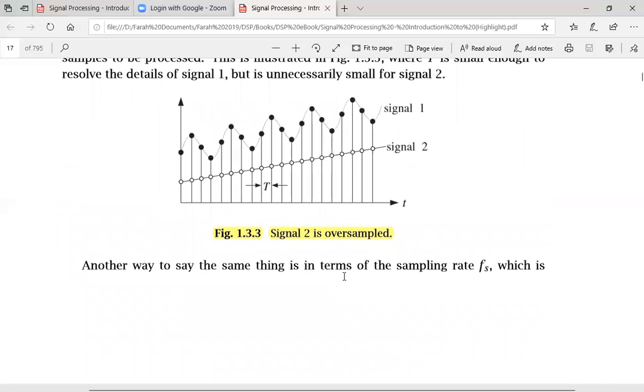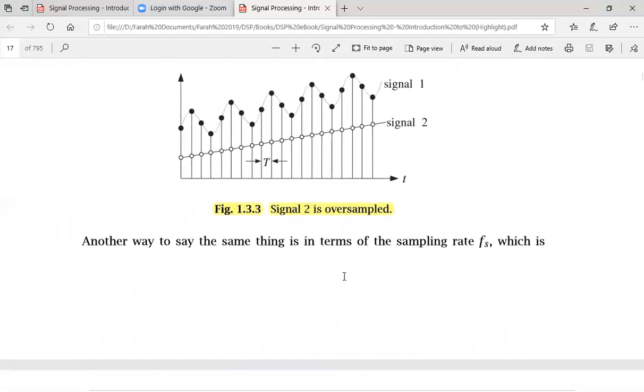One more thing here: if you have these two signals, signal 1 and signal 2, and both are being sampled, you observe there is no variation in signal 2. It is a very slowly varying signal, whereas signal 1 changes comparatively quickly and is just a sinusoidal function. In case of signal 1, the sampling is quite good, but signal 2 is oversampled because the changes are very slow, and you are collecting more samples of it. So signal 2 is oversampled.